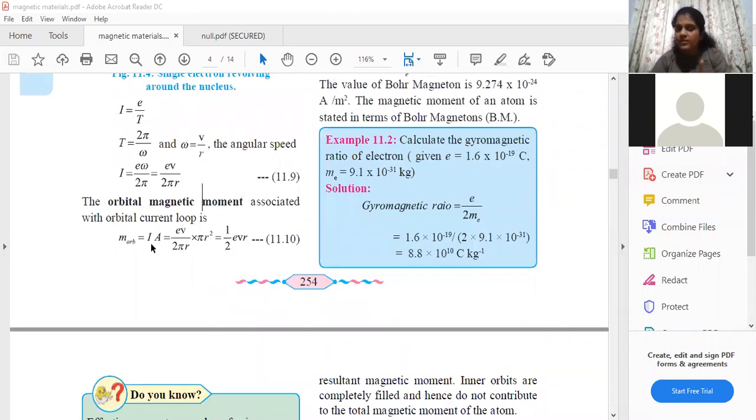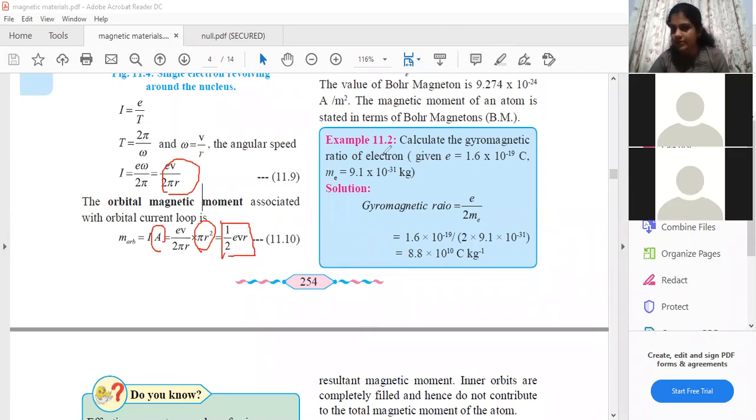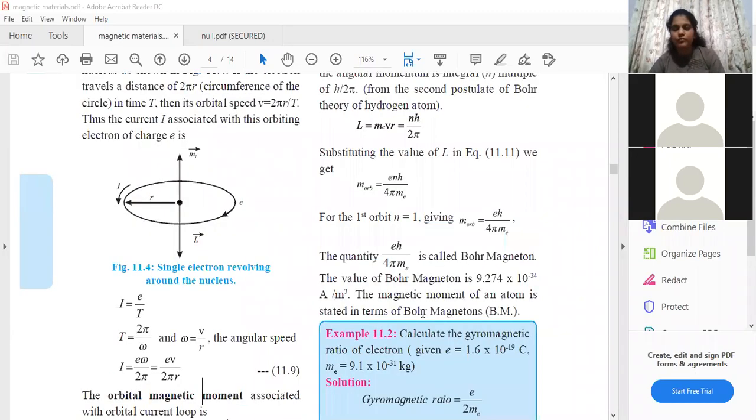Now students, over here this part is very easy. We have the formula for I. Yes or no? We just derived the formula for I, and we know the area, because it is a circle. The area is pi r square. If I do this, the pi and r part will cancel out, and I'll be left with this formula. So my magnetic dipole moment over here is evr by 2, or half evr. I hope this is clear. Let's move ahead.